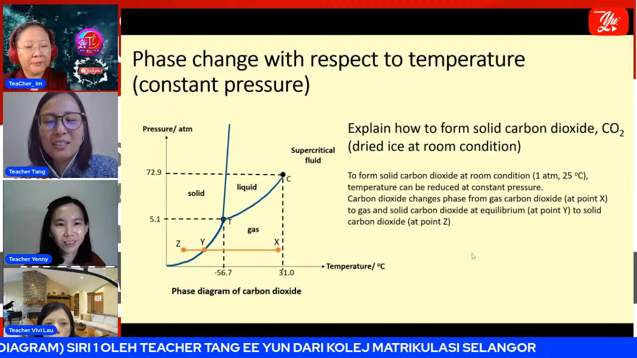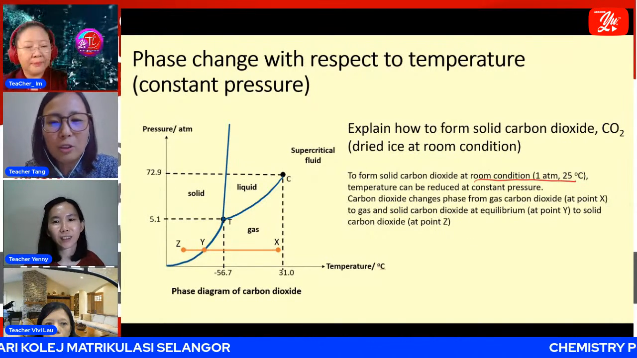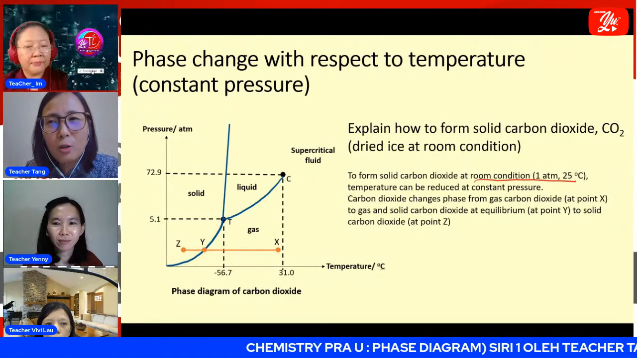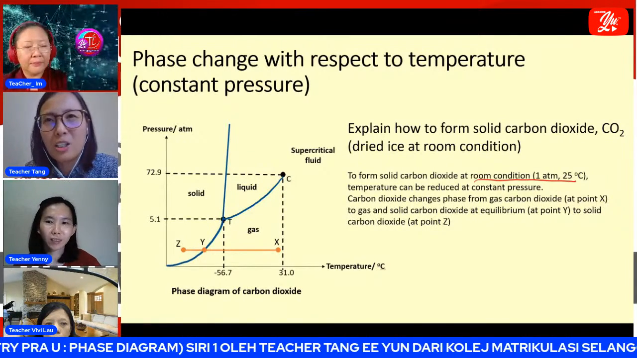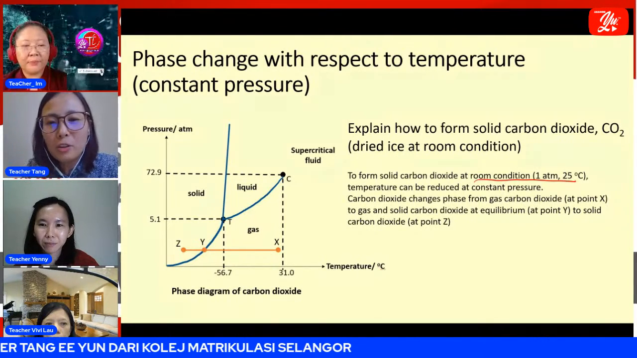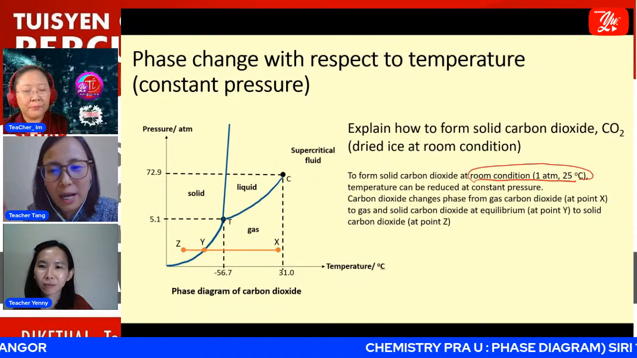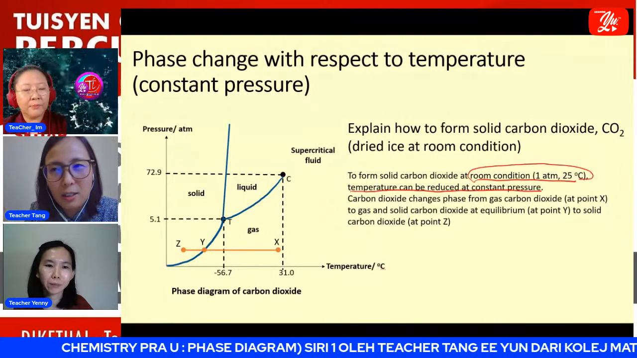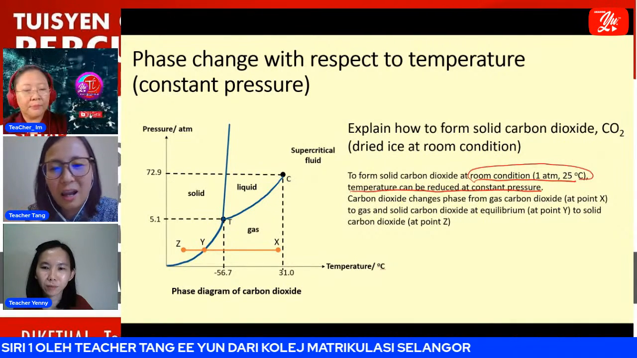So how do you answer it? First, you need to state the initial conditions, the room condition. So to form solid carbon dioxide at room condition, 1 atm, 25 degrees Celsius. Remember, you draw the horizontal line, and the horizontal line represents constant pressure but decrease in temperature. You need to mention that in your essay. So this is your initial condition, and then you need to explain that you reduce the temperature at constant pressure. That is step number 2. You draw the line to represent constant pressure but decrease in temperature.